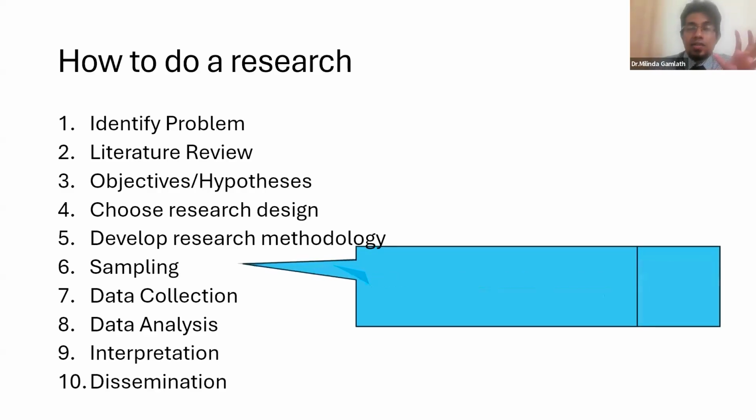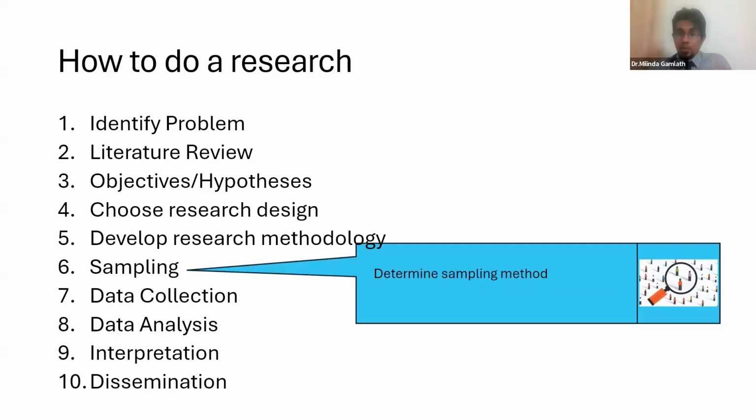Next, there is sampling, where you sample your research population, which means you recruit people for your study. So there are different sampling methods as well. That is something that we will not discuss today, but you have to know as well. There are different sampling methods.